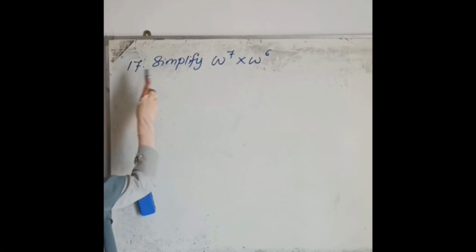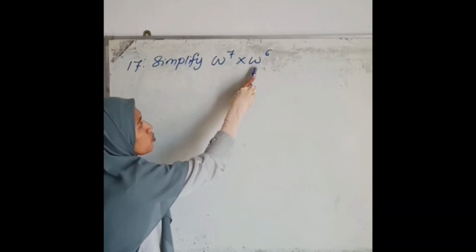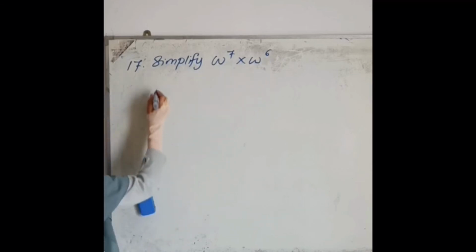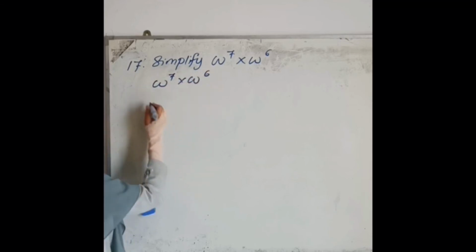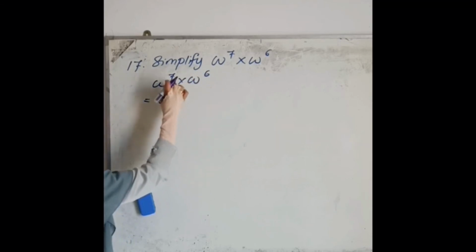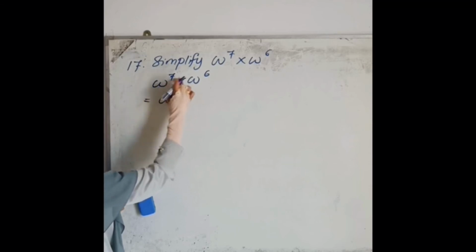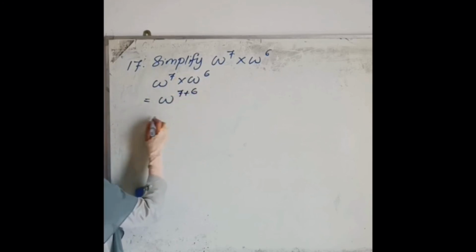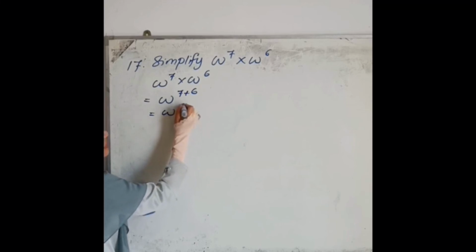Okay, number 17. Simplify W to the power of 7 times W to the power of 6. Okay, same base W, so multiply by using the first law. So the index we can add. So 7 plus 6. So the answer is W to the power of 13.